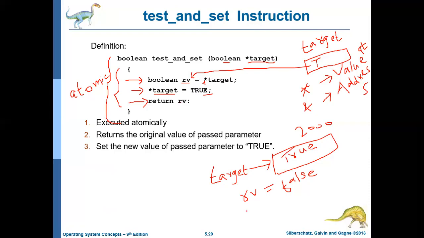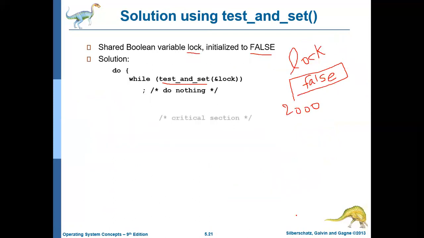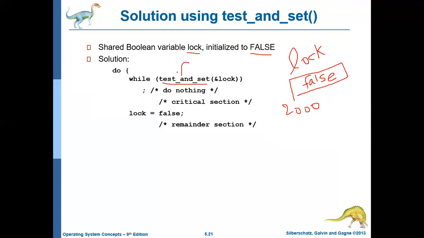rv is false, so false is returned. Basically, while calling test and set, false is returned. If false is returned, this while loop will break. That is, this while loop will keep on spinning as long as it is true.